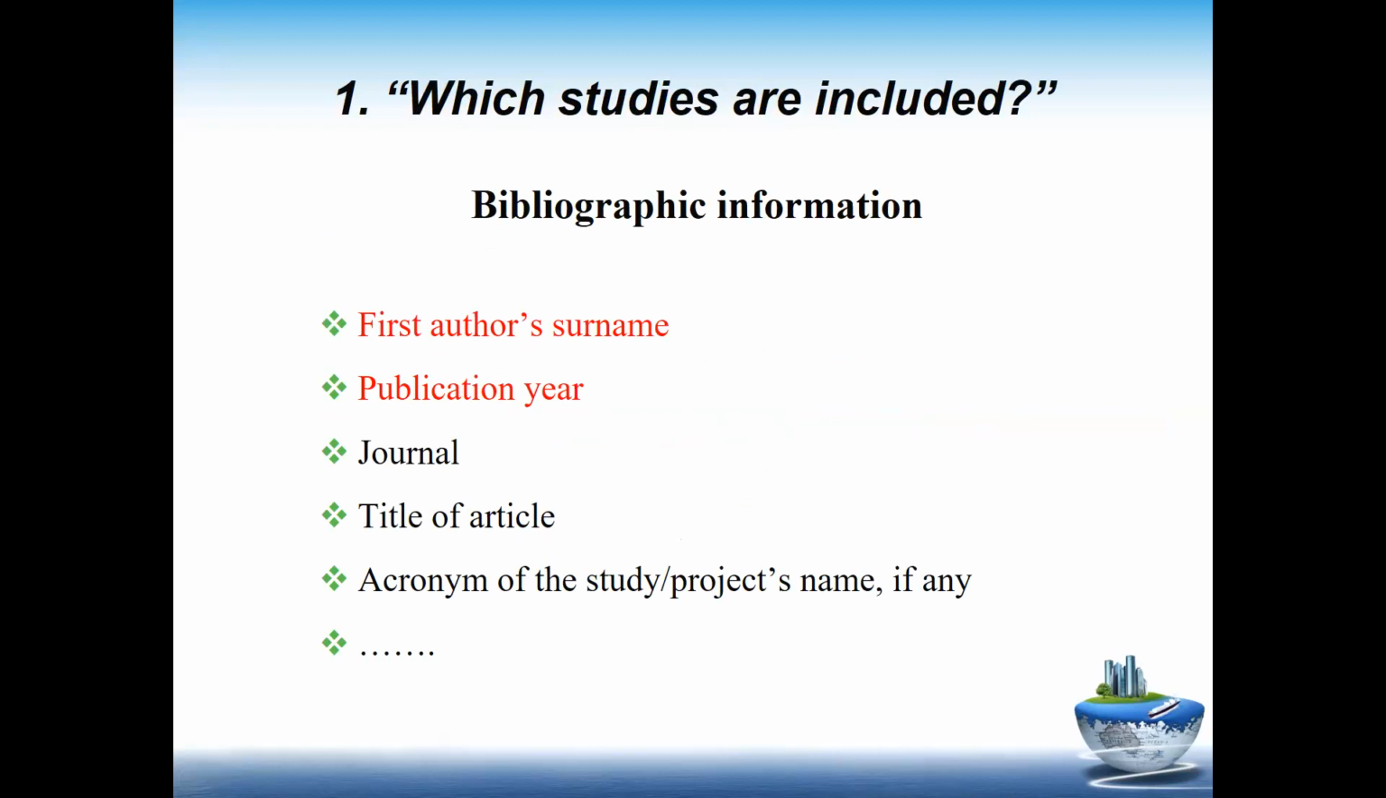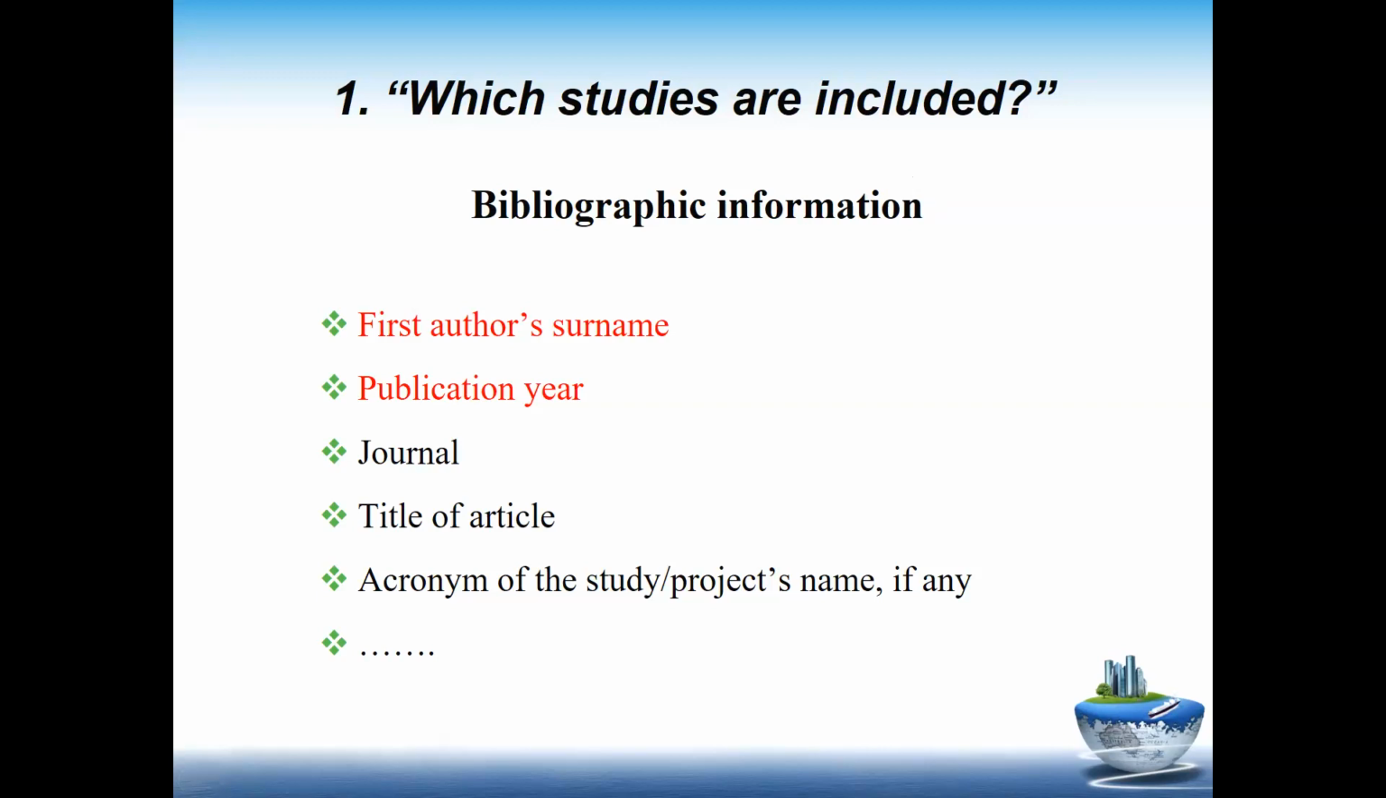Now let's talk about these different parts one by one. So like I said, we need to extract four different kinds of information, right? The first part is bibliographic information. So the most commonly extracted data is first author's surname. For example, for me, it's Yang. Okay, Joy Yang. So you need to extract my surname, Yang, and publication year.